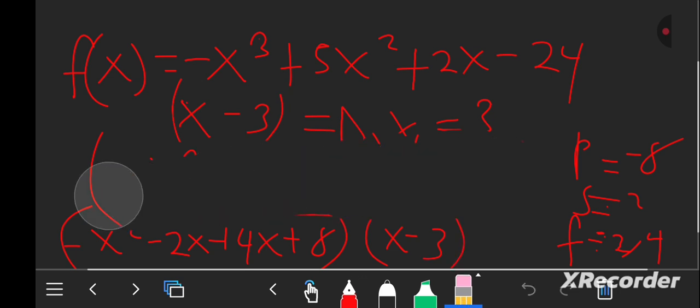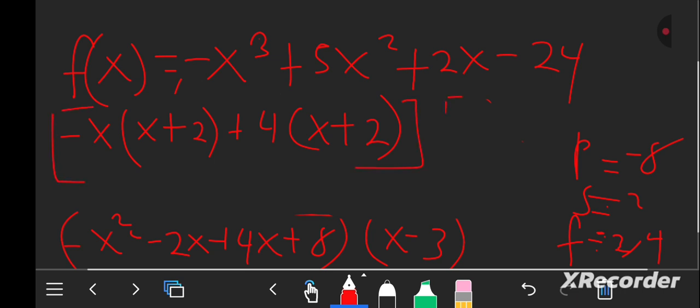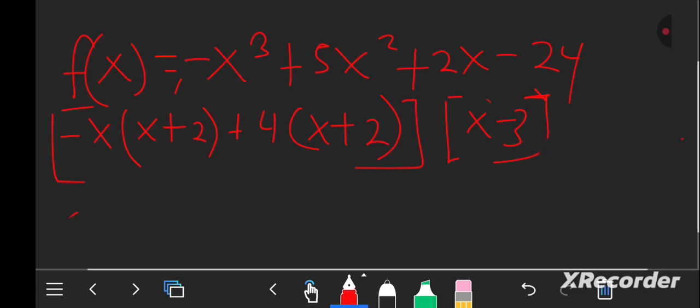Okay. At this point now, you can just factorize in pairs. So I factorize negative x. What I remain with, so this is squared. Okay, I'll remain with x there, then plus 2. Here I also factorize positive 4. I'll remain with x, then plus 2. So I can now group this. Mind you, I also have the other factor, which was x minus 3. Let's now group this and see the complete factors.